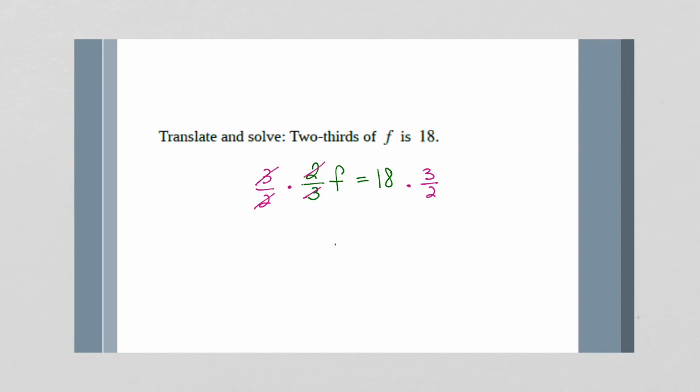So on the left hand side I'm left with plain old f is equal to, on the right, check this out, the 2 turns into a 1 because I'm going to divide both by 2, and that becomes a 9. 9 times 3 is 27. So f is equal to 27 here.